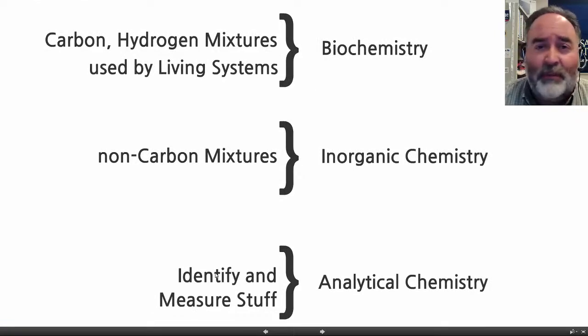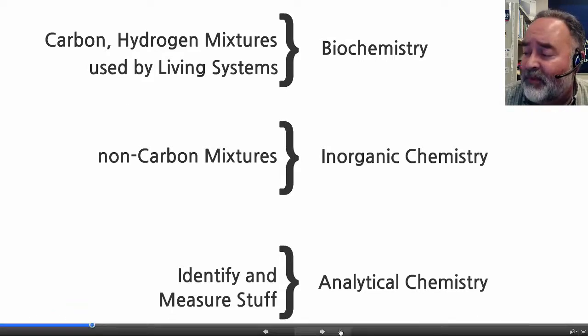And then, of course, you guys have had me before. If you haven't had me before, my PhD is in analytical chemistry. As an analytical chemist, we study all those things that we just mentioned, but specifically, we study different ways to identify and measure the different amounts and the different identifications of non-carbon mixtures and carbon mixtures, and that's analytical chemistry.